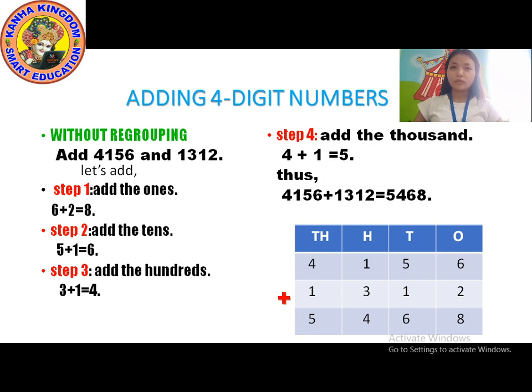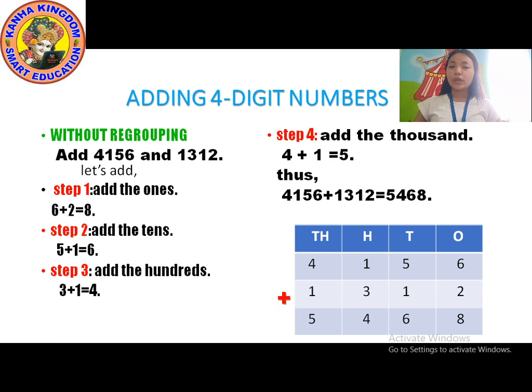And step 3, that means the third step is add the hundreds. We have to add the digits which are present in the hundreds place. In the number 4156, 1 is in the hundreds place. In the number 1312, 3 is in the hundreds place, right?